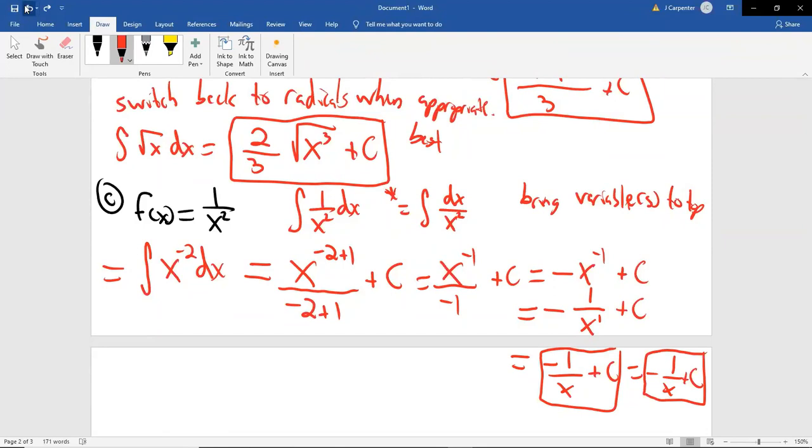Again, if you don't trust this, do the derivatives. Everything will work out and you'll get your original functions. The derivative of the constant will always be 0. The derivative of that primary term will always go back to the original function we had.